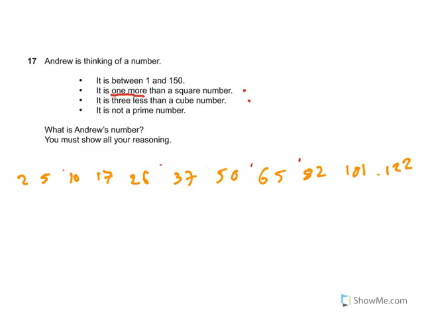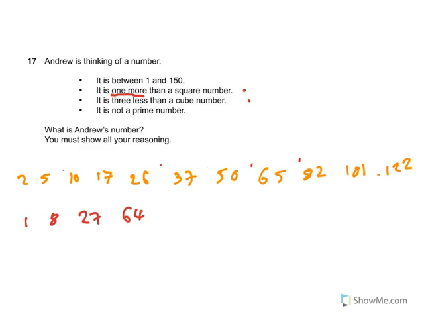Let's look at the next one on the list. It is 3 less than a cube number. So let's go through our cube numbers. So the first cube number would be 1 times 1 times 1, which gives us 1. Then we would have 2 times 2 times 2, which would be 8. Then we would have 3 times 3 times 3, which would be 27. 4 times 4 times 4 would be 64.